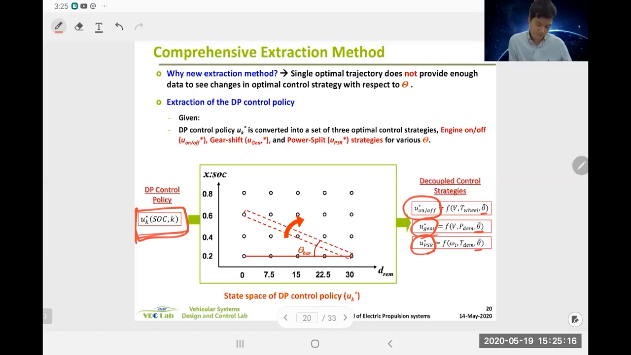Well, we can group optimal control policy, or we can extract different strategies from one policy. Okay, so we can group things like this. Can you guys see what's going on? So we are going to change theta from 0 to 1, okay? And then do the same analysis we did in the hybrid electric vehicle, non-plug-in case, and see what happens, okay?